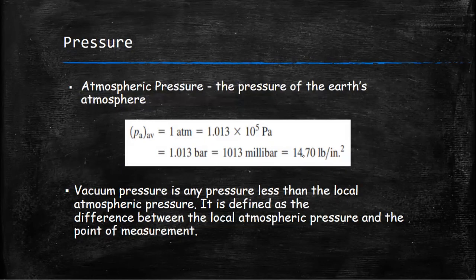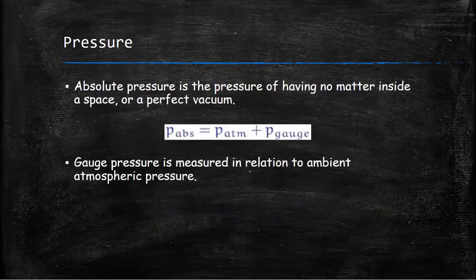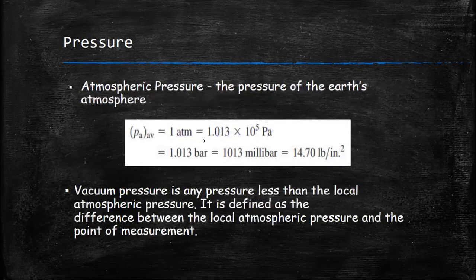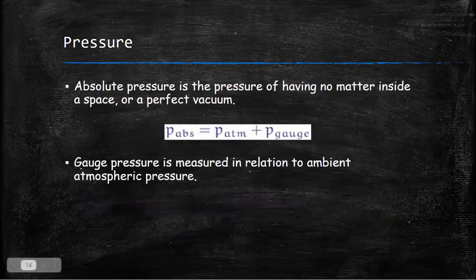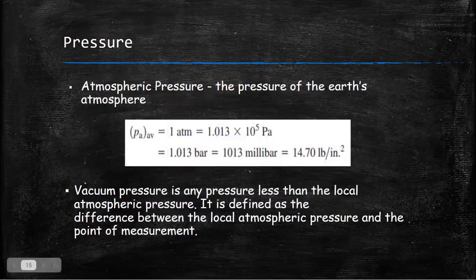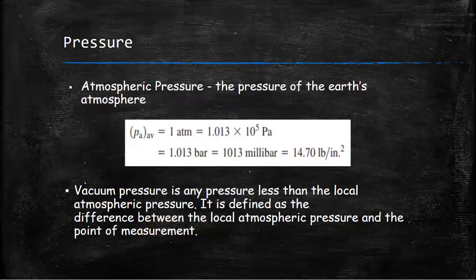Okay? So again, absolute pressure is the sum of the atmospheric pressure and the gauge pressure. Gauge pressure is the one being measured using a device. The negative value of a gauge pressure is what we call the vacuum pressure. It is any pressure less than the local atmospheric pressure. So it is defined as the difference between the local atmospheric pressure and the point of measurement.